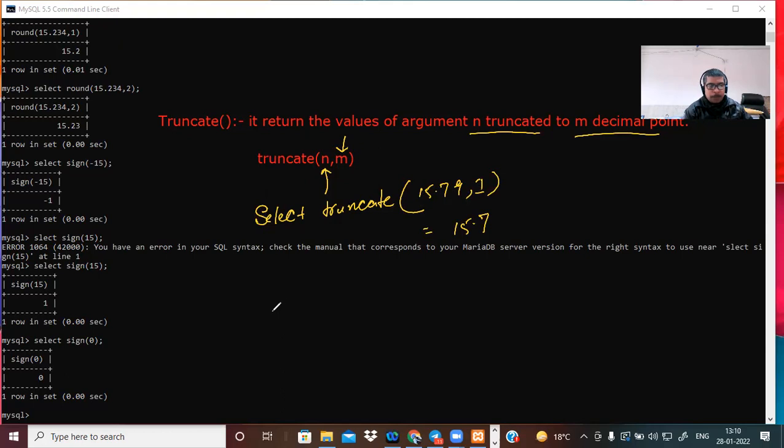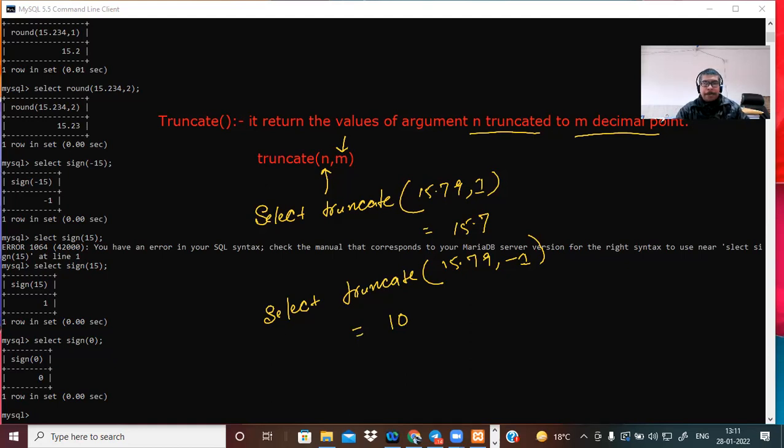So suppose here we write select truncate 15.79 and here I have written -1. What will it do? It will truncate to the tens and give 10. I hope it is clear to you.